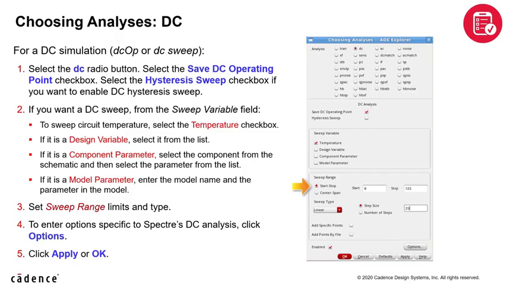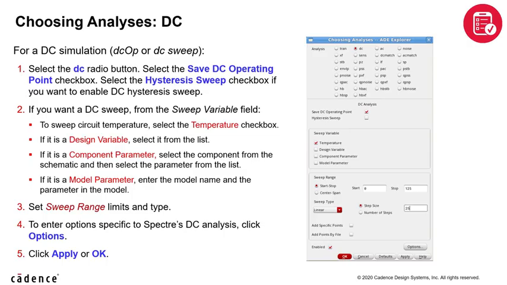And you can set start and stop limits for your sweep. Or you can also set up a center span option if you want. Now your sweep type could be linear or logarithmic. Logarithmic is something that you would choose if you are probably performing an AC analysis.